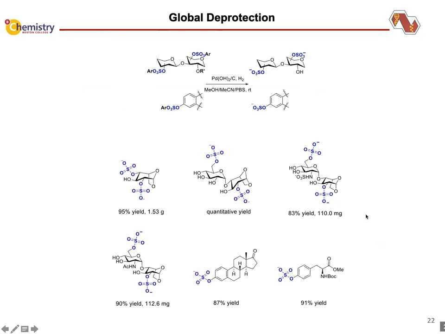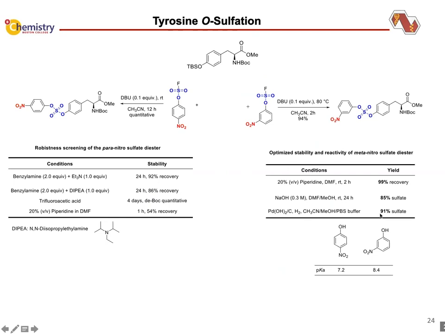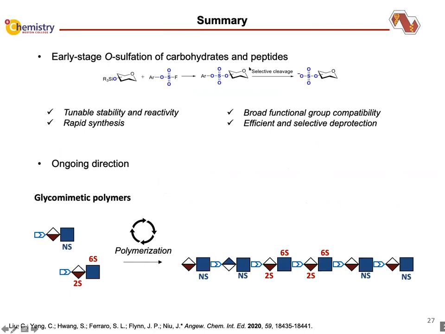All right, because I'm running out of time, I will just skip the discussion on the peptide part, but you could imagine that this can also be done on peptides as well. Okay. All right, so in summary, we have done early stage O-sulfation of carbohydrates, and I didn't talk about the peptides, this chemistry is pretty efficient. It's relatively rapid, it has pretty broad functional group compatibility, and a very efficient and selective deprotection reaction.